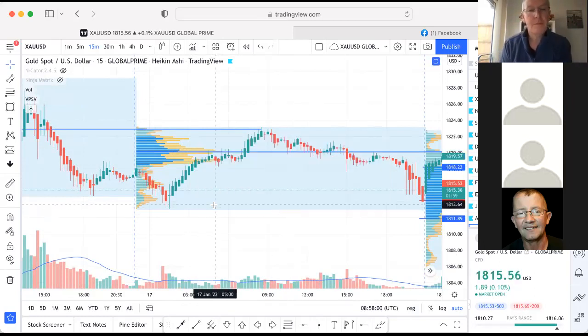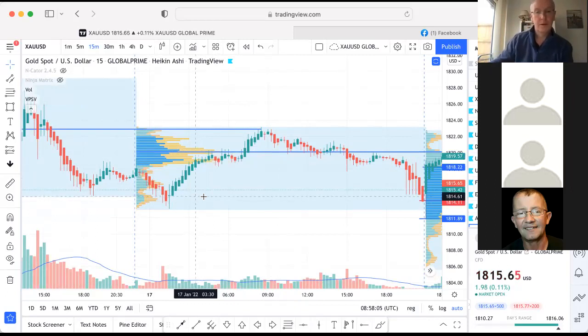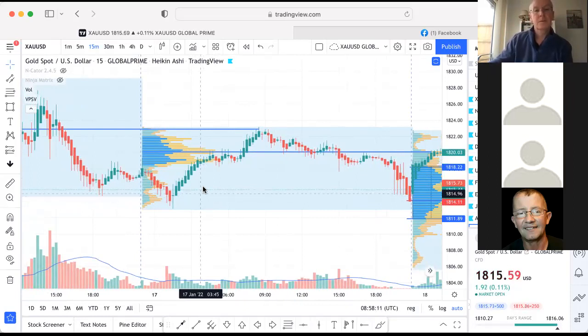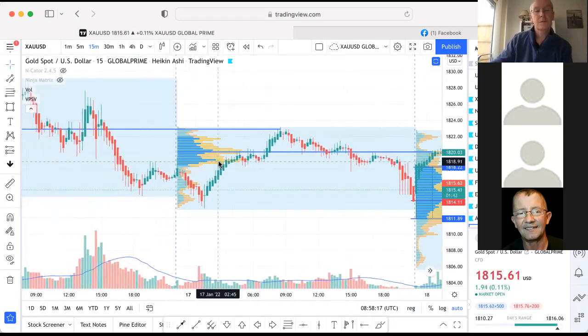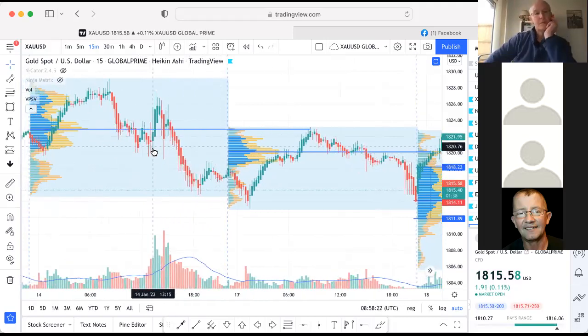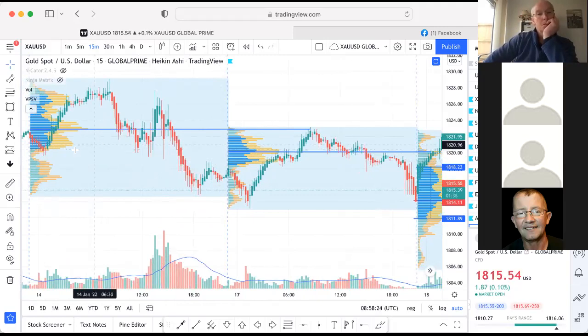Just for those people who weren't on when I did it at the start of the session. On Monday morning, when I looked at the chart quite early, we were in a period of consolidation here. We were outside the field of play. This was Friday's chart, and the field of play started here, and we were outside the field of play in the early hours on Monday morning.